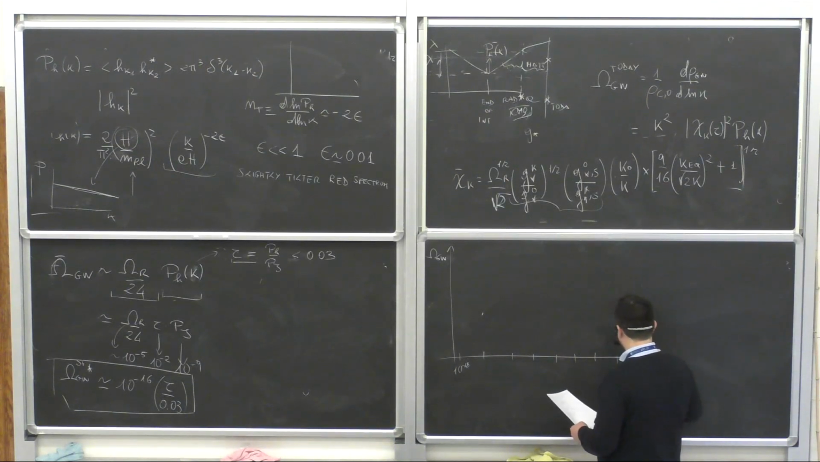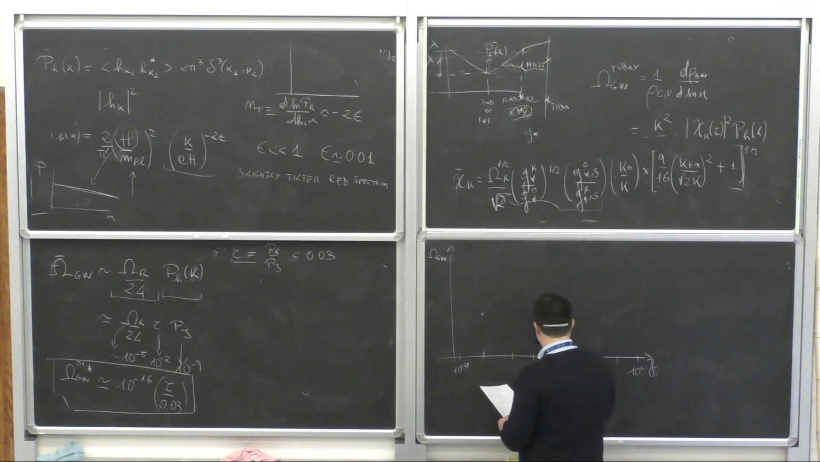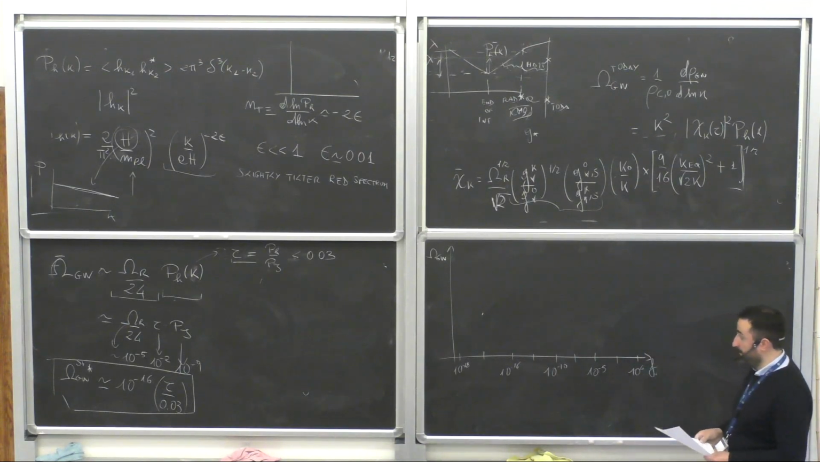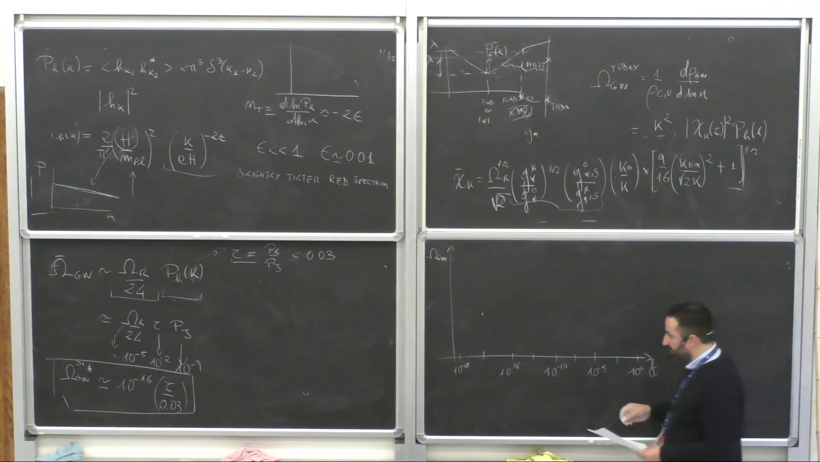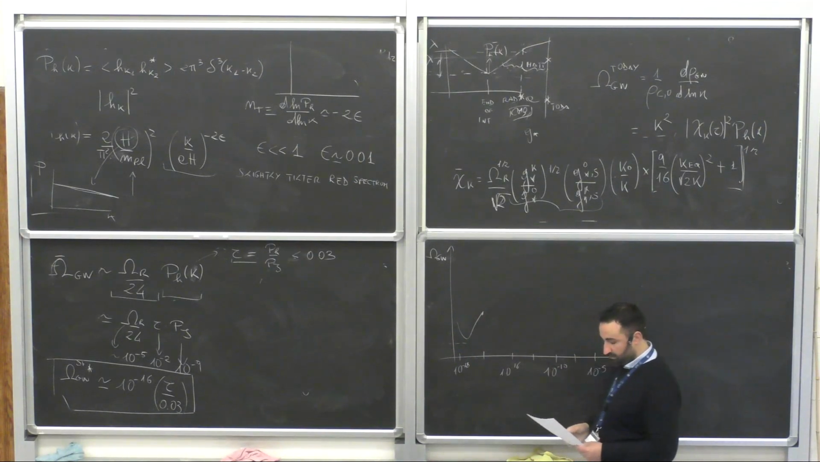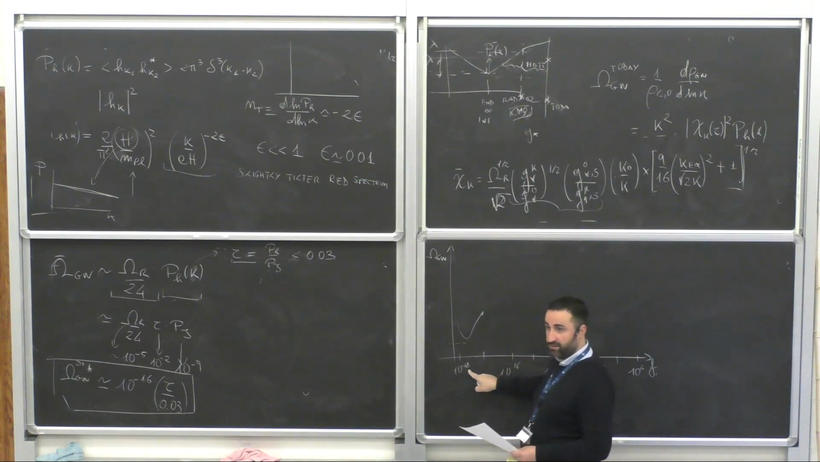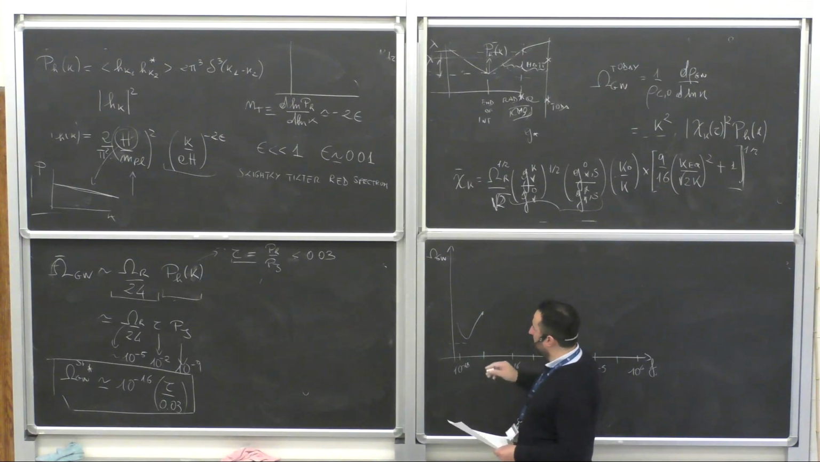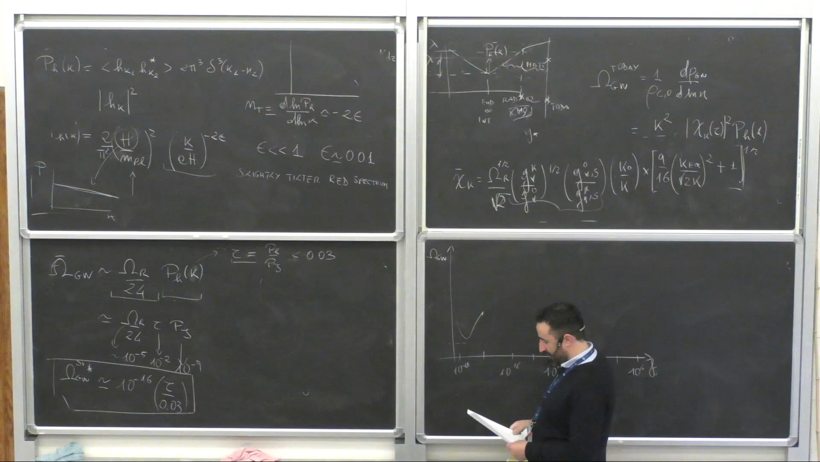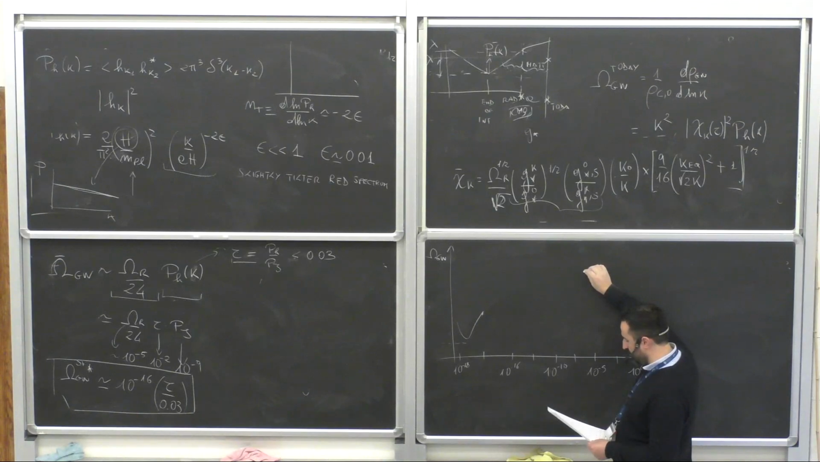Here it's 10 to the 4, 10 to minus 5, let's write here, 10 to minus 10, okay, 10 to minus 16, okay, and 10 to minus 18. So we have seen that CMB experiments work in this frequency regime, okay? I didn't put anything on the y-axis yet. So Lisa will work in the millihertz regime, okay?